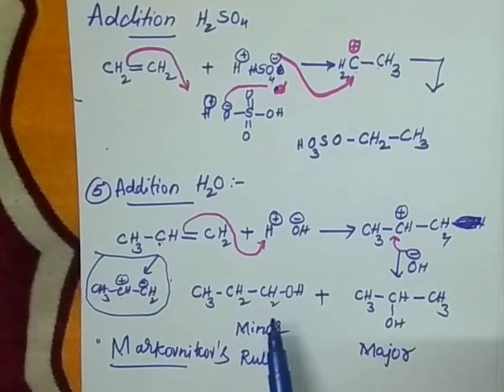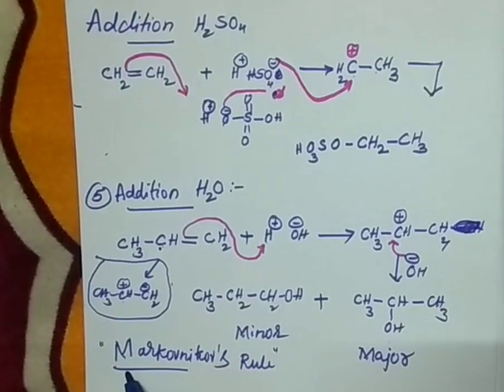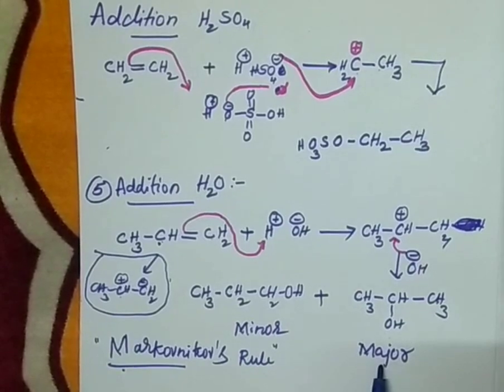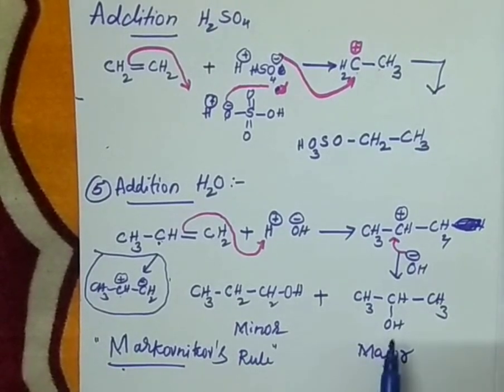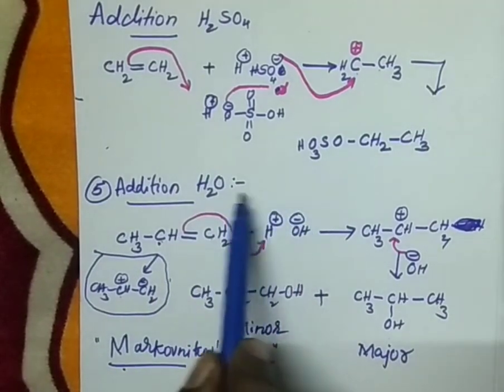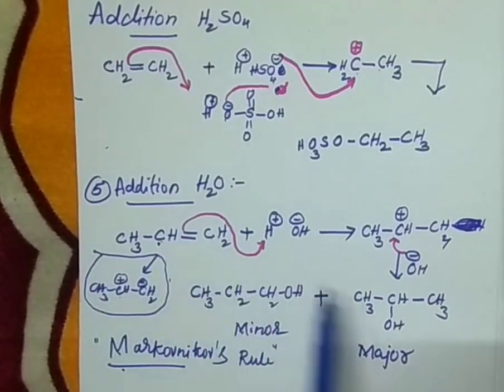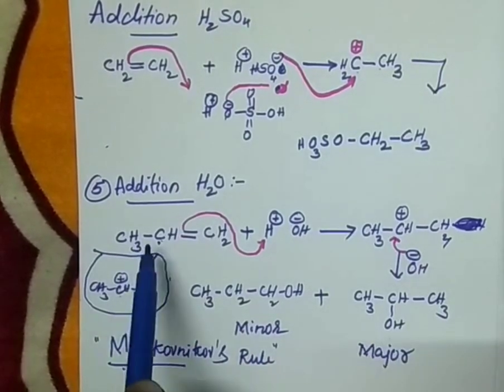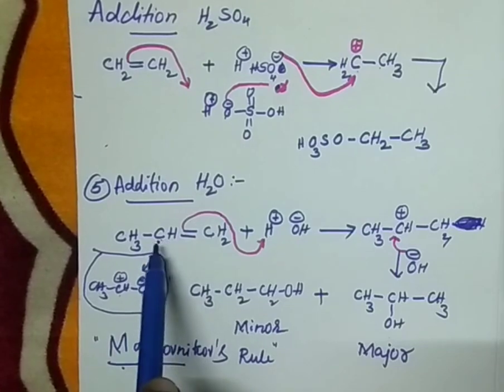Now I have experience and I know what the Markovnikov rule is, therefore I can write the direct product. So which will be the major? According to the Markovnikov rule, the negative part of the reagent will be added onto the olefinic carbon having the less number of hydrogens, right?